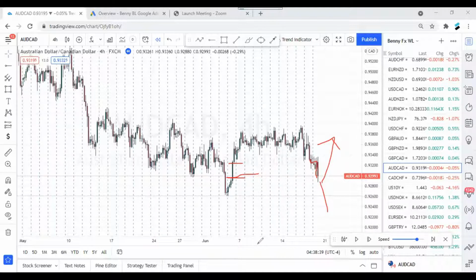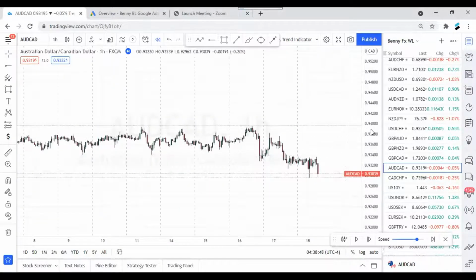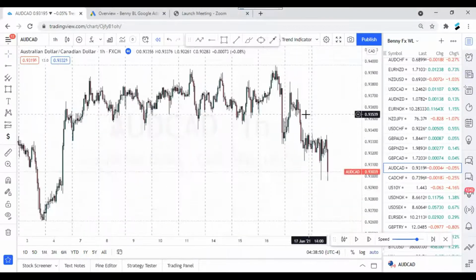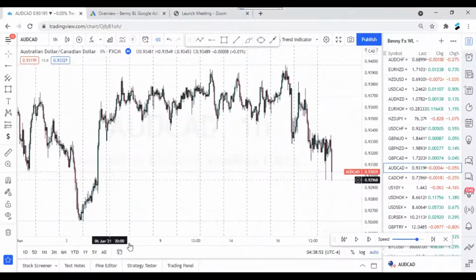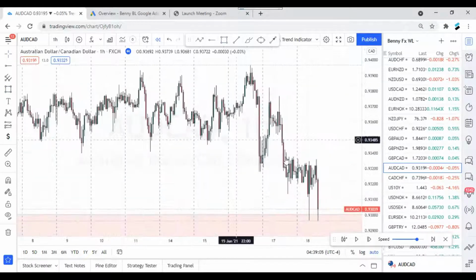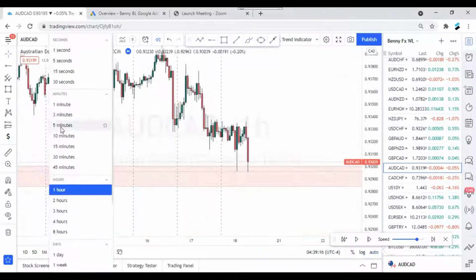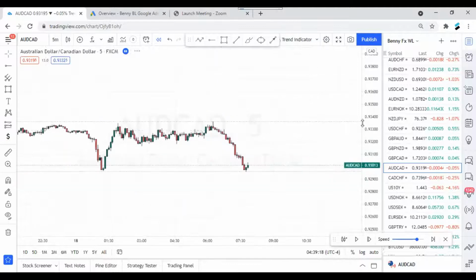Right, so let's go down to a lower time frame and see any indications that price wants to go higher. We go to the 1-hour time frame. So we are looking at the base of this ERC. The price dropped into that level. Okay, go to the 5 minutes time frame.